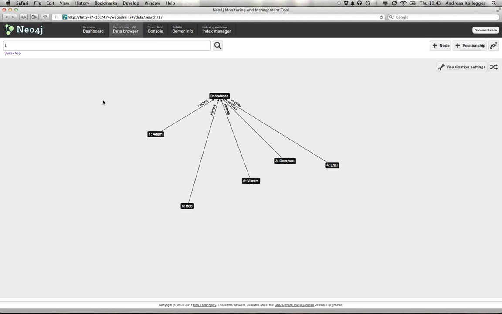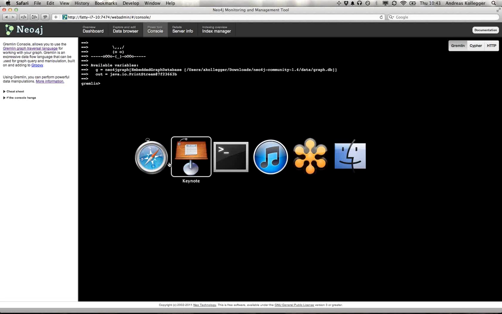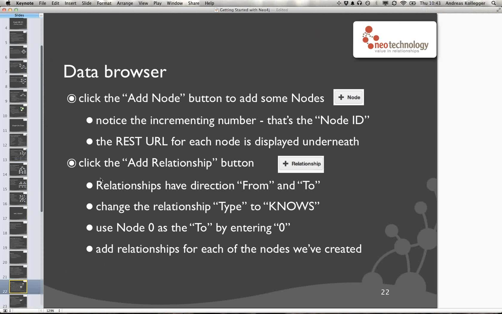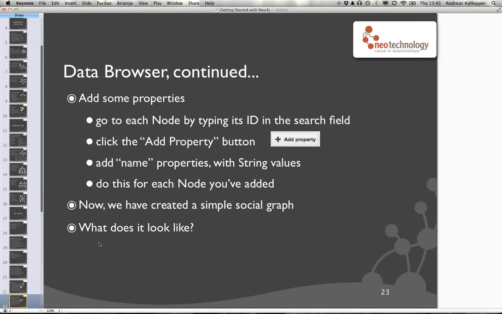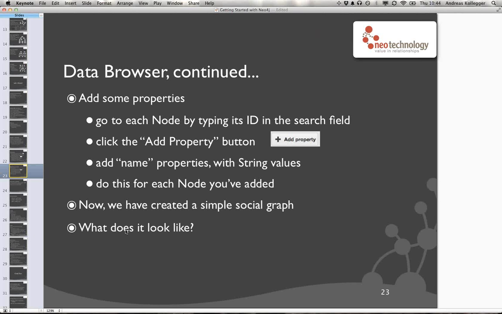So now that we have our social graph, we're going to hop on over to the power tool, our console for querying the graph. Let me go back to the slides for a second because this is actually worth having a little bit of text that you can take a look at. This is what we had just gone through. We had just used the data browser to add some properties to our simple social graph, and here at the end, we finally took a look at the visualization of that graph.